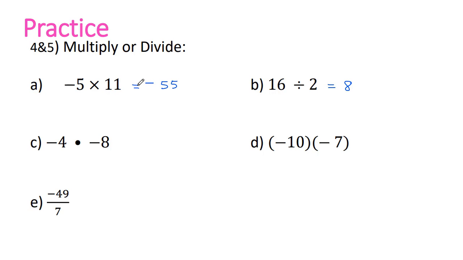C, we also have the same sign. They're both negative signs. Negative 4 times negative 8 results in a positive answer, a positive 32. For D, we also have negative times negative, which results in a positive answer. Same sign, positive answer. 10 times 7 is 70. And for E, we're dividing. Negative 49 divided by positive 7. The signs are different, so we'll have a negative answer. 49 divided by 7 is 7. So our result is negative 7.